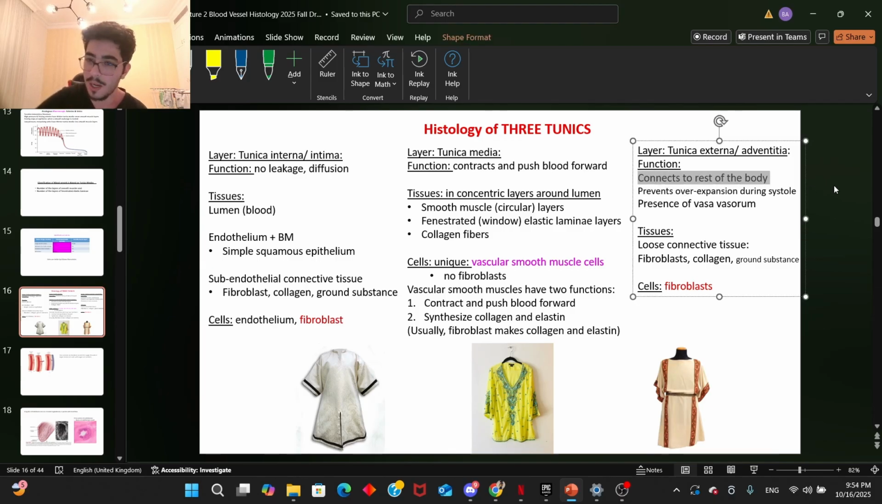It connects to the rest of the body. What do we mean by connects to the rest of the body? Basically, the vessel has the tunica interna, tunica media, and then the tunica externa. The tunica externa is the outer part, which connects it to the rest of the body.